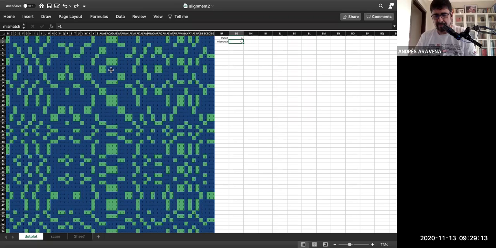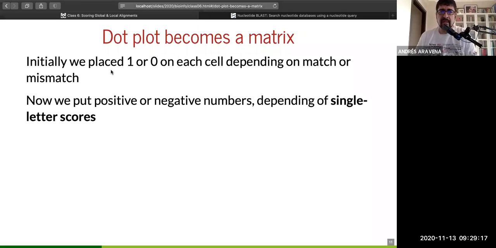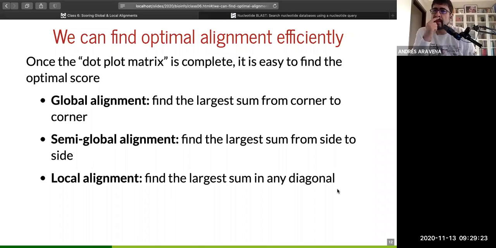Okay, before going to the next slide, I want to show you the other idea here. What is the other idea? Now we put positive and negative numbers. Once you get this dot plot or dot matrix, if you like, I will call it a dot plot matrix, because now it's not only black and white, it's with different numbers, we can find the optimal score. And this is the idea that you have to keep in mind.